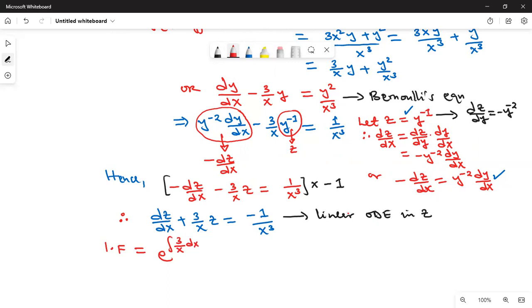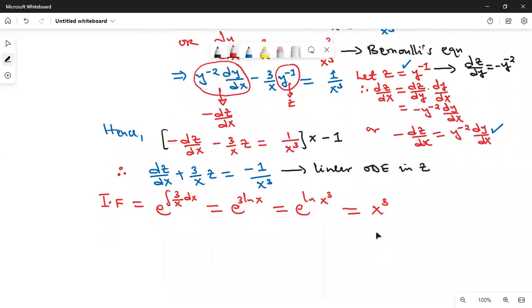If it were negative, you would have taken negative 3 over x. But in this case, it is positive 3 over x. So we just write positive 3 over x. Integrate that with respect to x. So when you integrate this, you're going to get exponential 3 ln x. Remember, when getting the integrating factor, don't write the constant of integration. So this can also be written as exponential ln x cubed, when you apply the third law of logarithms. And so this is equal to x raised to 3. So our integrating factor is x cubed.